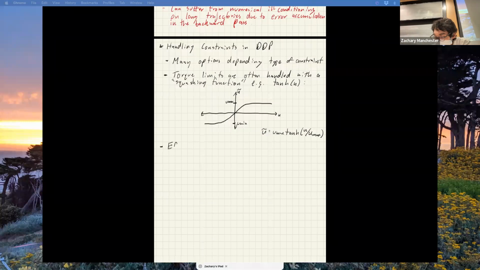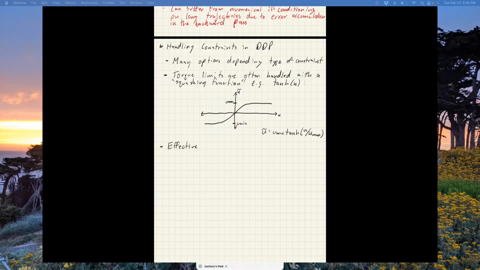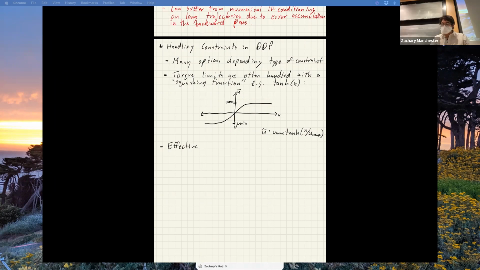A quick question. Why are you dividing by U max inside the tanh? Because I'm normalizing it so that it saturates at U max. That make sense? Okay. Does that make sense to everybody else here? Yes. So, we could talk offline about that if that doesn't make sense to you.